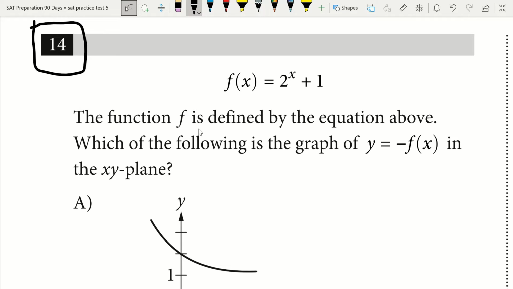So if we look at question 14 from SAT practice test 5, it tells us that f of x is equal to 2 to the power of x plus 1. It says the function f is defined by the equation above. Which of the following is the graph of y equals negative f of x in the xy plane?